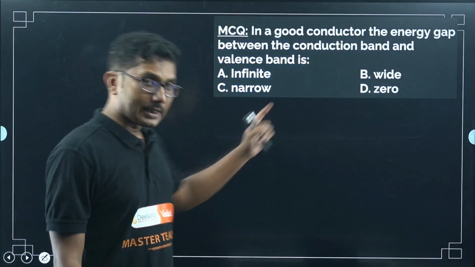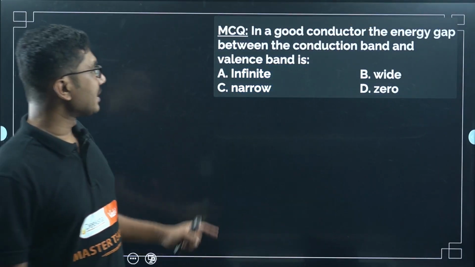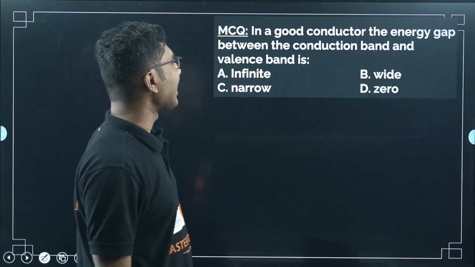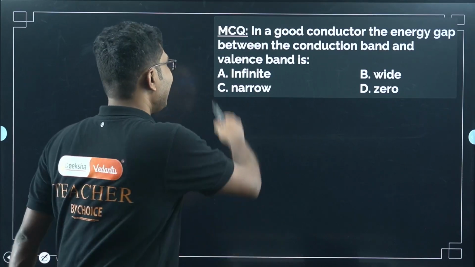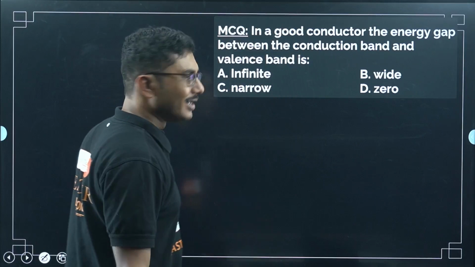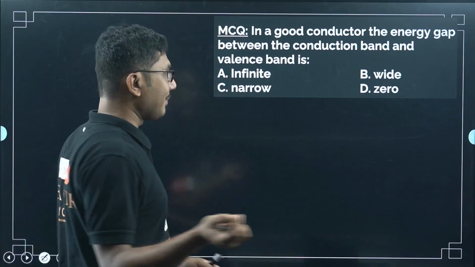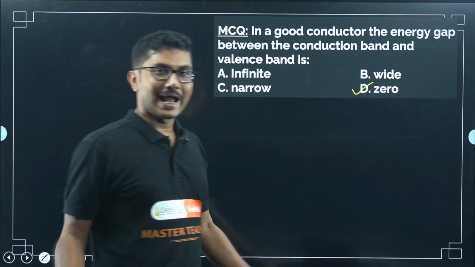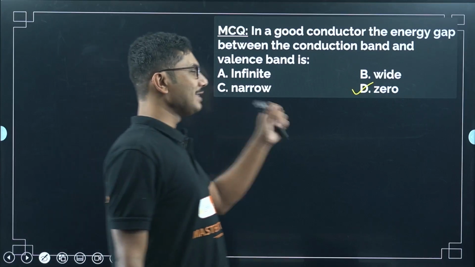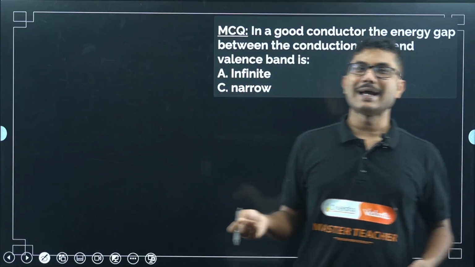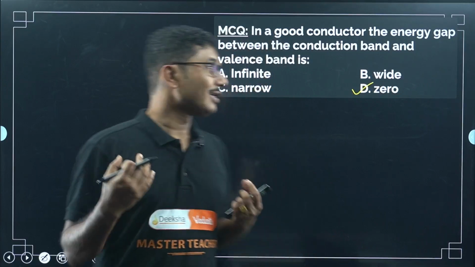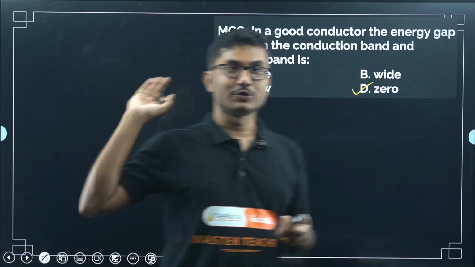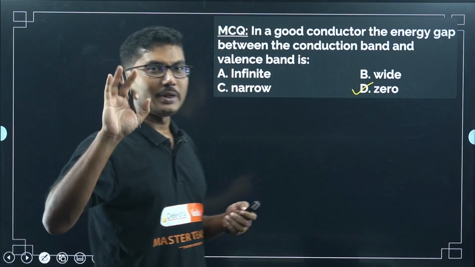Now, in a good conductor, this is also from one of your previous year questions: in a good conductor, the energy gap between the conduction band and the valence band is, what did I say? Infinite? No. Wide? No. Narrow? Maybe, but not 100% correct. Then it should be 0. Even narrow is not an option. For a good conductor, the energy gap between valence band and conduction band should be 0. There is no other option.